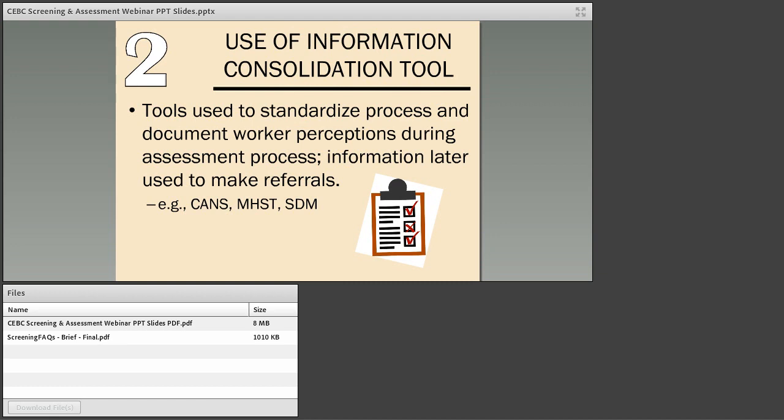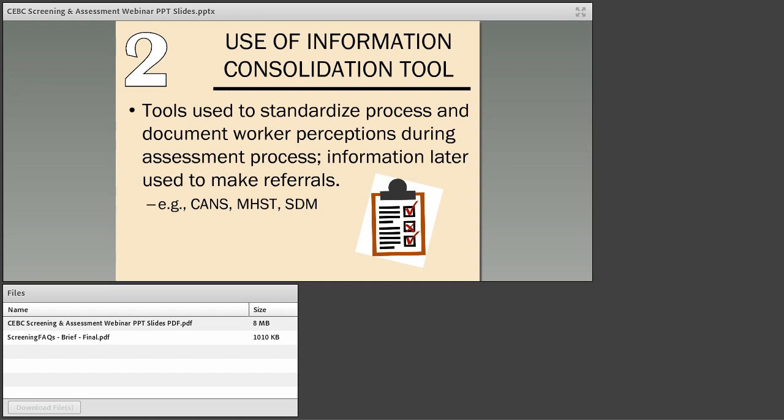A second approach is use of an information consolidation tool. That's what I'm calling it, information consolidation tool, which is basically a tool that standardizes the process and documents worker perceptions during the assessment process. And then that information is later used to make a referral. And so these examples are out in the field. There's the CANS, the MIST, and SDM tools.